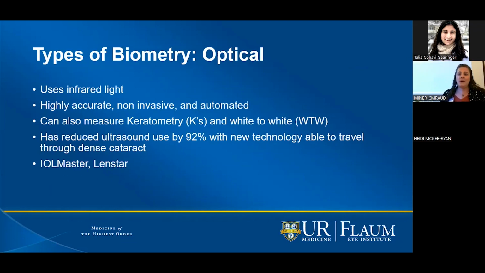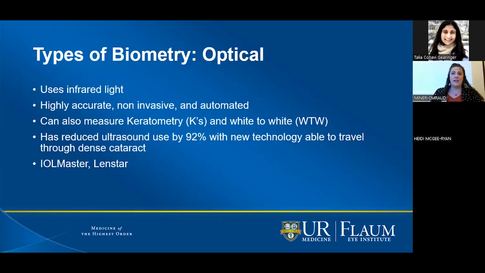And it's not only measuring the length of the eye, but a lot of other different things. One being the keratometry, the corneal power, the white to white, and there are a lot of other values that we measure that I'll show you a little bit later. All of that data is now being used to calculate these lenses, and the more data you have, the more accurate you're going to get.